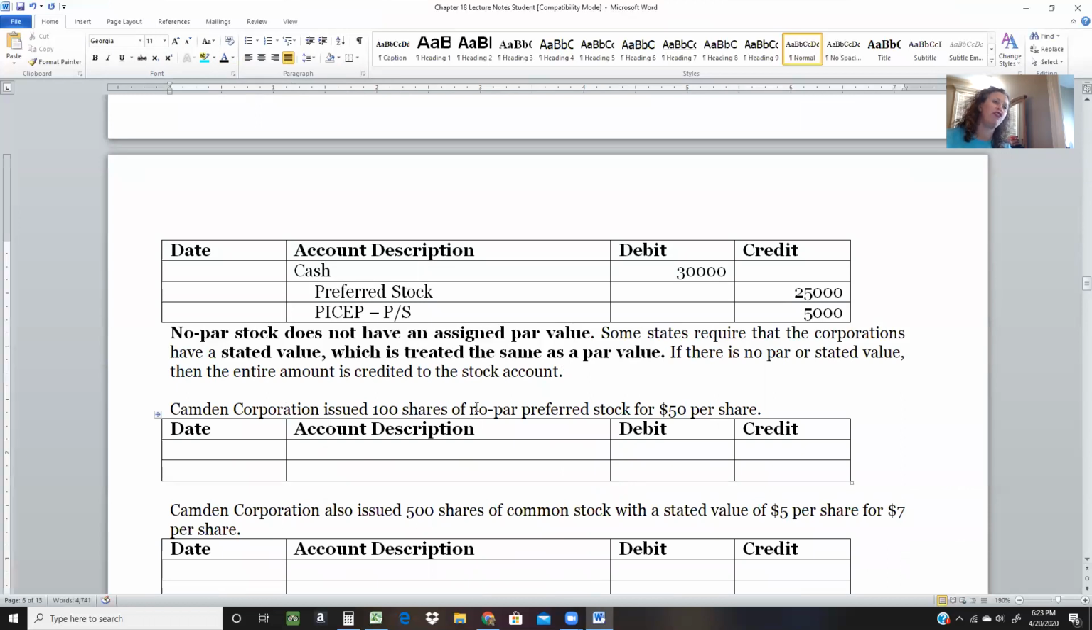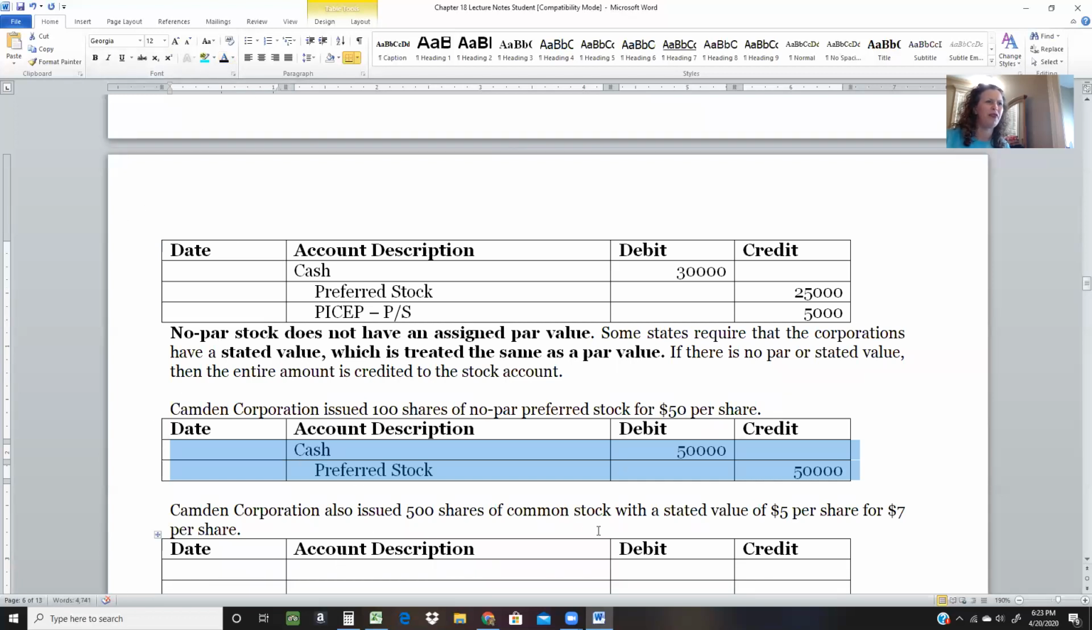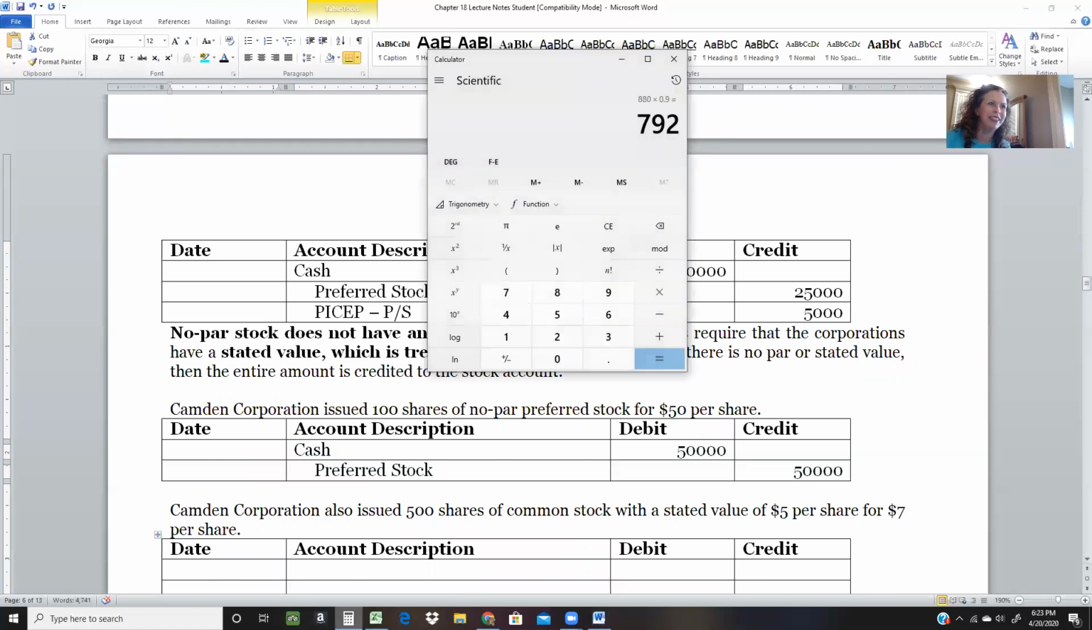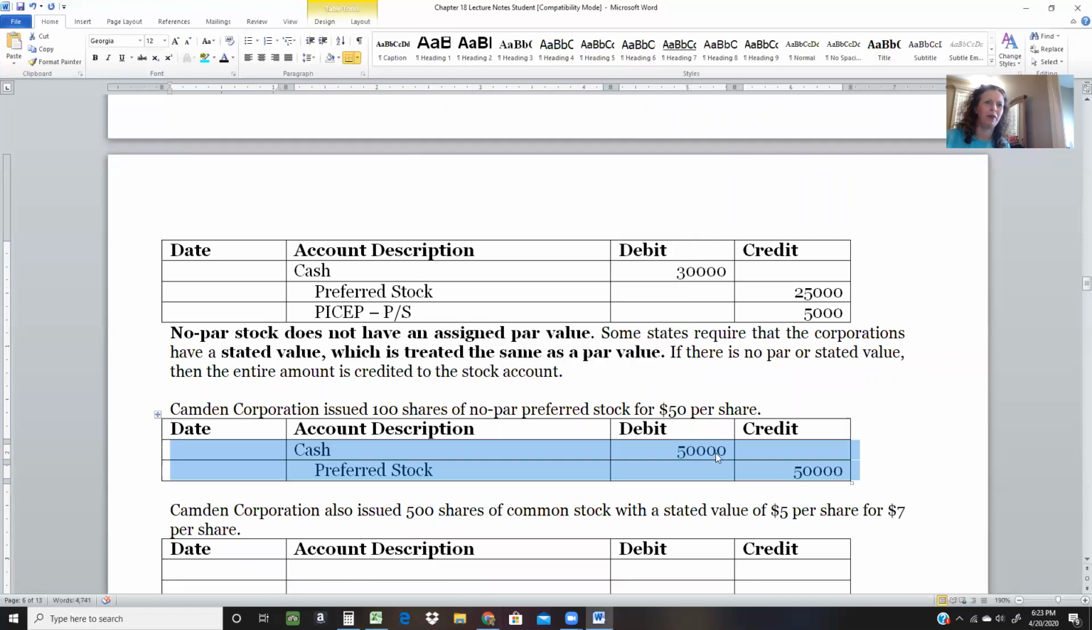So 100 shares of no par preferred stock for $50 a share. You're just going to say 100 times 50, and you know I can't do that math, 5,000, and we're just going to debit cash and credit preferred stock. That's 50. And I think I'm right this time. Okay. Maybe I was right before too. Okay, so 5,000.